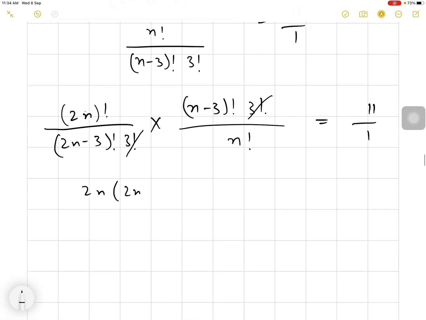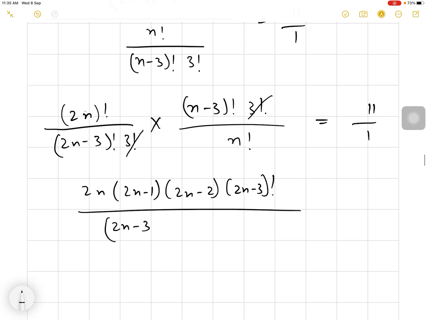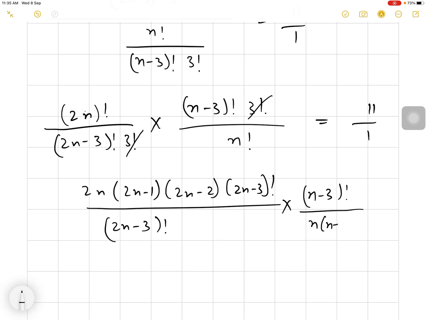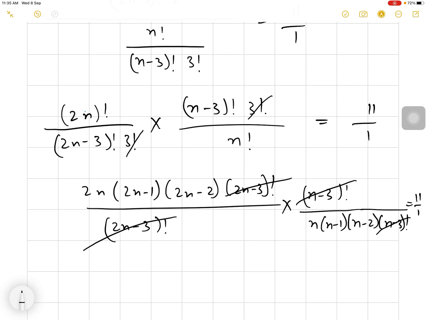2n into (2n minus 1), (2n minus 2), (2n minus 3) factorial divided by (2n minus 3) factorial, and this multiplied by (n minus 3) factorial divided by n into (n minus 1), (n minus 2), (n minus 3) factorial. Instead of n factorial, I can write like this, correct? Is equal to 11 upon 1. So (n minus 3) factorial, (n minus 3) factorial I can cancel. (2n minus 3) factorial, (2n minus 3) factorial I can cancel.